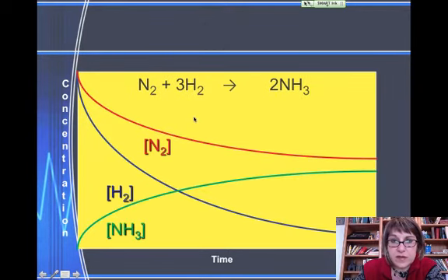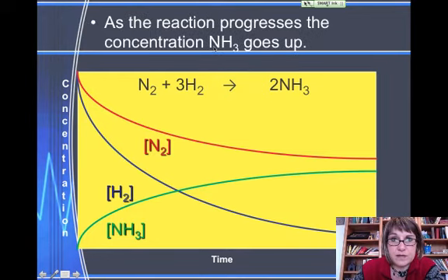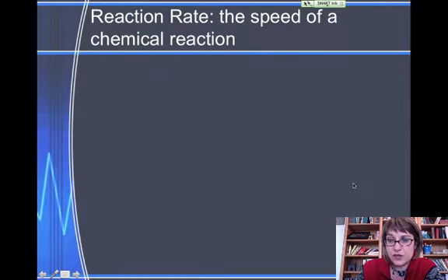And in a similar way, we can predict how the concentration of ammonia will change. The ammonia is going to increase at a rate that is twice as fast as the decrease in the amount of nitrogen. So as the reaction progresses, we started with 0 ammonia, and we're going to be producing ammonia over time. Notice how it levels out, right? Because once our reaction gets to equilibrium, the concentrations no longer change over time.